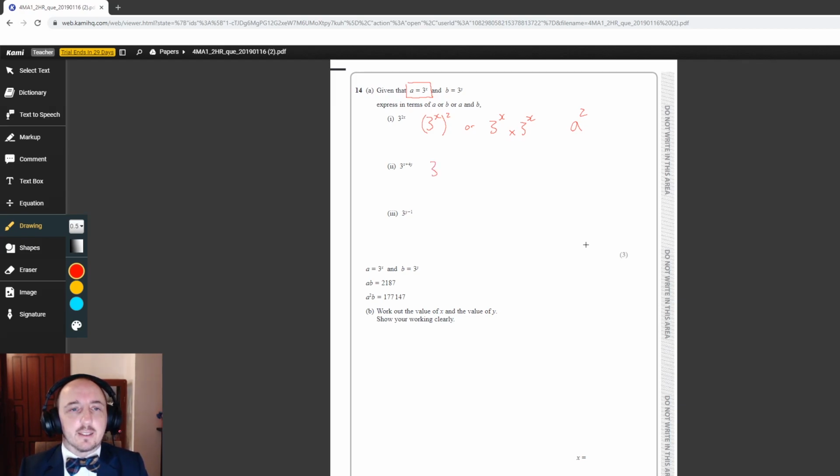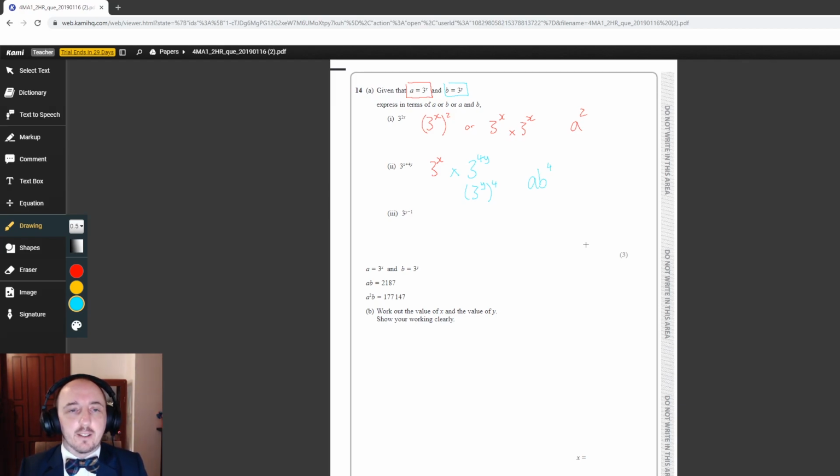3 to the x plus 4y as a power is going to be 3 to the x multiplied by 3 to the 4y, because you add those two powers together. So we're doing a reverse process. 3 to the 4y is 3 to the y to the power of 4, and 3 to the y is b. So we're going to have 3 to the x, which is a, times b to the power of 4.